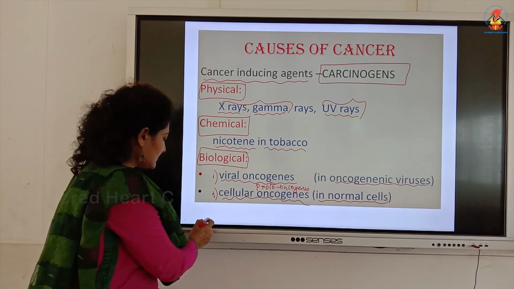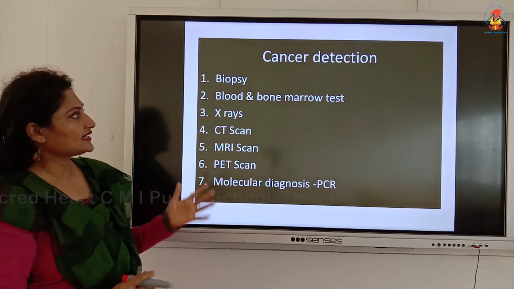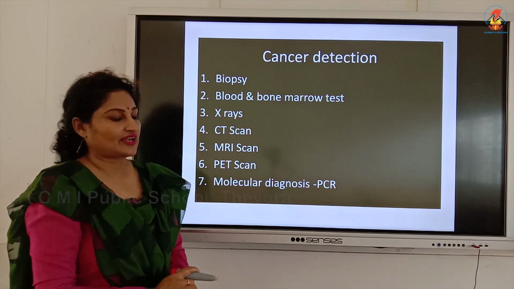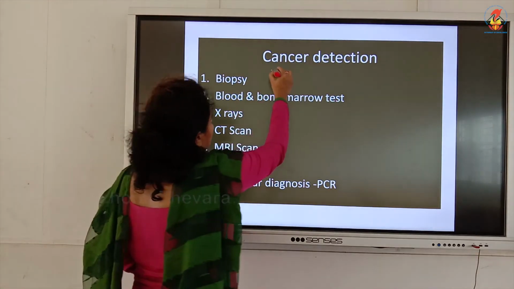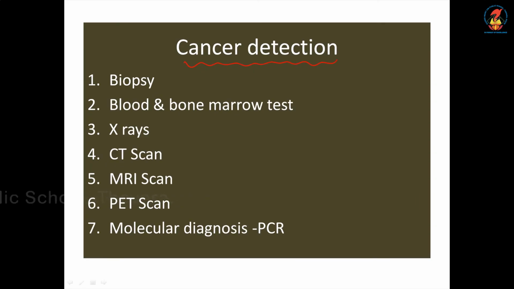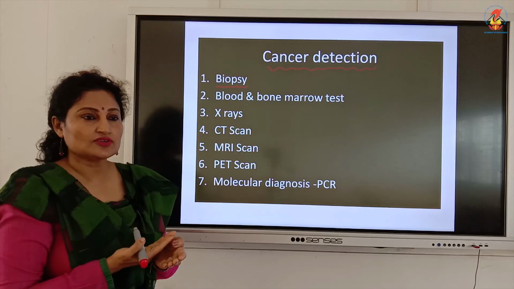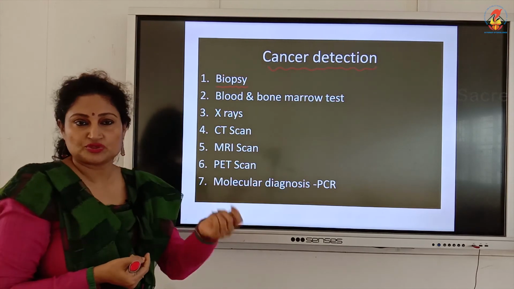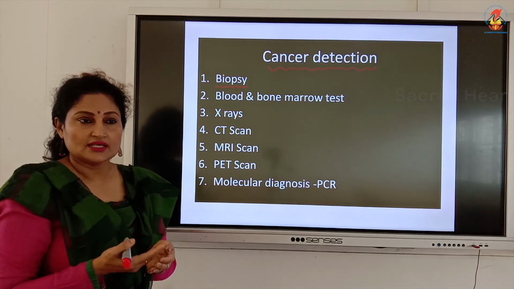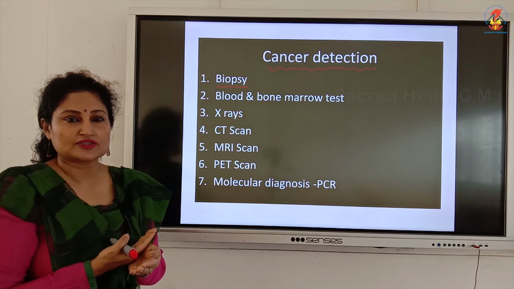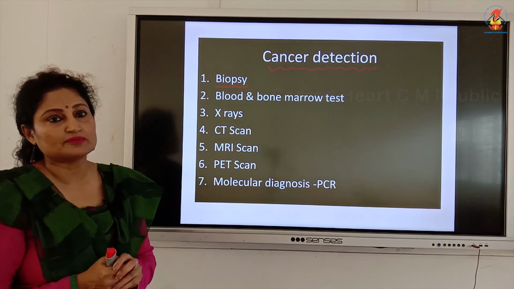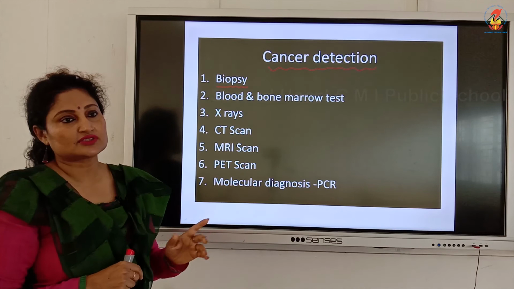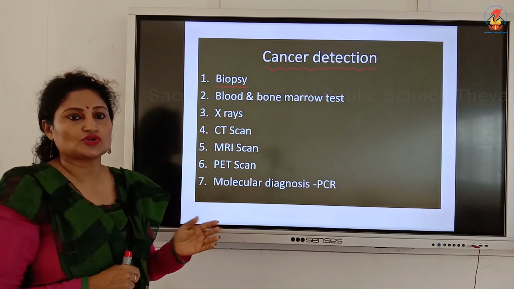And the last topic, no, second last, the detection of cancer. There are different ways of detecting cancer. Biopsy is a very common method where a slice of the susceptible tissue, the tissue which we are suspecting, is taken. A very thin section is examined under the microscope. It is first stained and then examined by the pathologist under the microscope to study the histopathology.